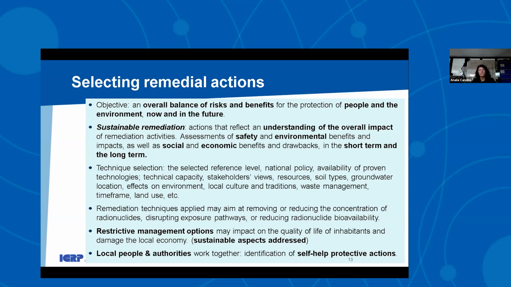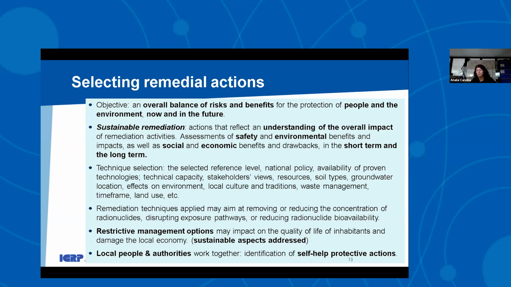And this is also a definition from the IAEA and also from ICRP that share this concept of sustainable remediation. In the technique selection, it's important to take into account the reference level, but also the national policies, the availability of proven technologies, the technical capacity, the stakeholders' views, if you have the resources, the soil types, groundwater locations, all the characteristics of the environment, the effects that this technique could cause to the environment, local culture and traditions, waste management, the time frame of the technique, and the land use.